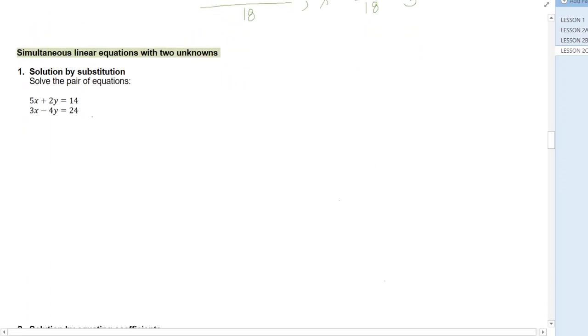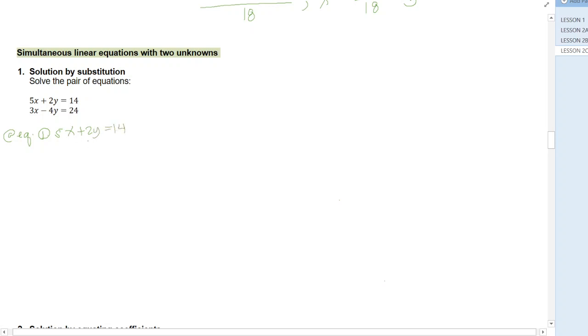Okay, so we have here the simultaneous linear equation with two unknowns. So if we are going to use substitution, let us just rewrite your first equation or your second equation in terms of your x or in terms of your y. So I will be selecting this one, the first equation. So equation 1. So we have here 5x plus 2y is equal to 14.